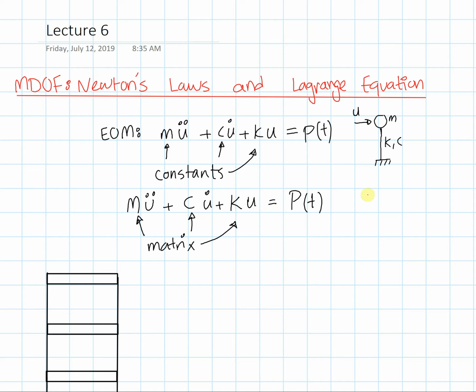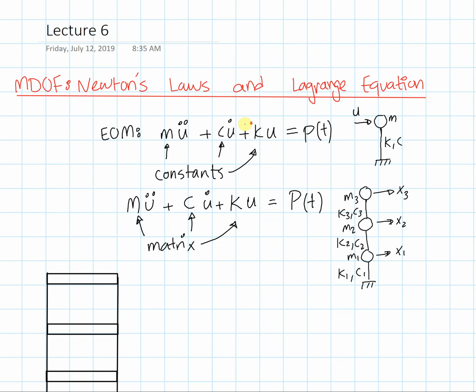An example of a multi-degree of freedom system is one that looks like this. We could have a sort of multi-story lollipop structure where we can have 3 degrees of freedom. So here's an example. We can have x1, x2, and x3. For each of these elements, we have a mass term, stiffness and damping terms, and we can also have forces applied to each of the degrees of freedom.